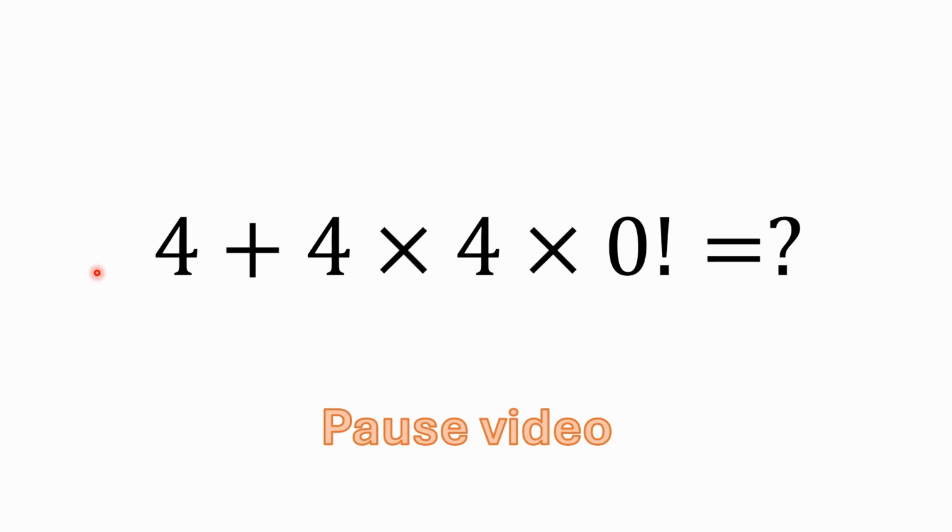Hello there. I want to cover a mixed operations problem, and this one uses a factorial, which a lot of people may or may not have dealt with. It comes up a lot in probability and statistics. The problem here is 4 plus 4 times 4 times 0, and then you have the exclamation mark on the end, which is actually a factorial. All right, we're going to talk about that. 4 plus 4 times 4 times 0 factorial. If you want to, you can pause the video here, think about it for a minute, and we will come back and work it out together.